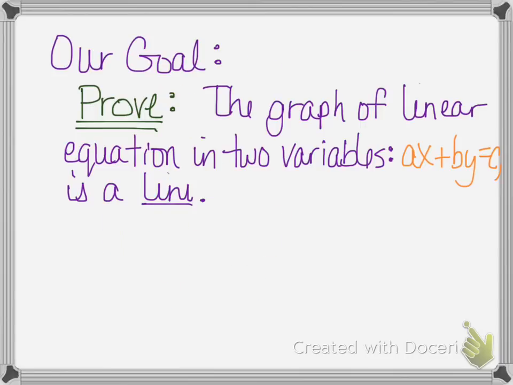So again, our goal over the last 4 lessons has been to prove that the graph of a linear equation in 2 variables, the standard form ax plus by equals c, is a line. So we've plotted lots of points and we've said, gee, it sure looks like it's a line. But proving something requires a little bit more analysis. So we're working towards that. And you're not expected to reproduce these proofs, but it's good for you to be exposed to it. You're going to be doing lots of proofs as you move on in math.